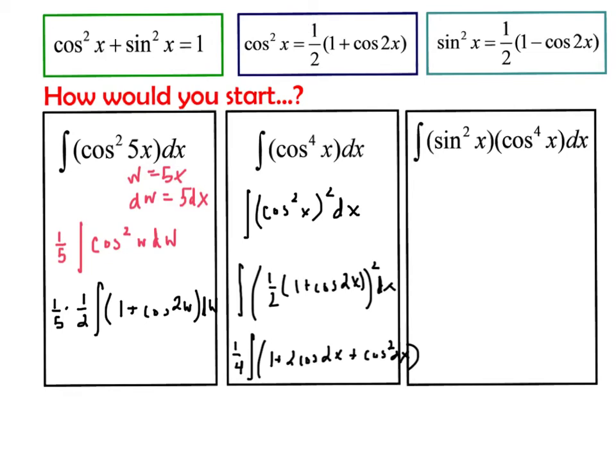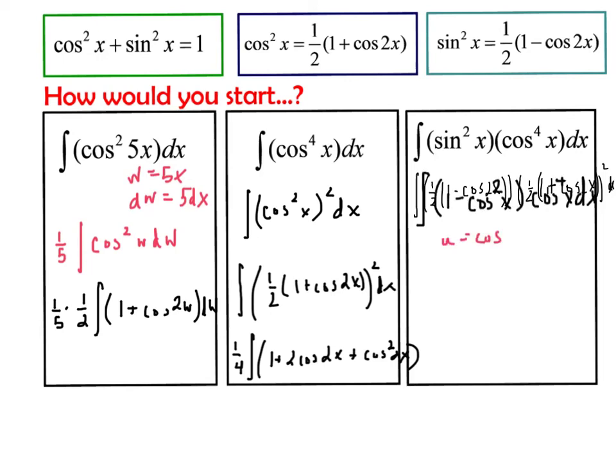This last one, we know what sine squared is. It's this, so I could replace sine squared with 1/2 of 1 minus cosine 2x. Okay. I know what cosine squared is, so of course cosine to the fourth is just whatever cosine squared is, squared, so 1/2 of 1 plus, let me put some parentheses there, 1 plus cosine of 2x, squared dx.